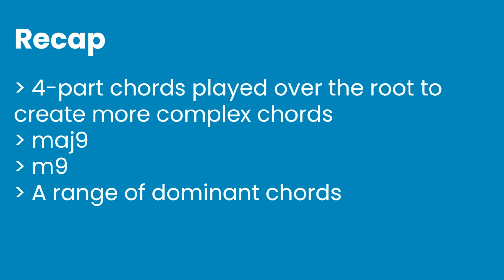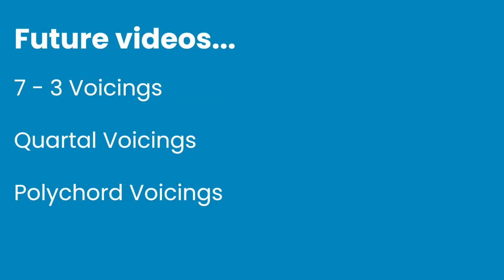Okay, so just to recap, in this video we've used 4-part structures over roots in order to create new chords. We've looked at our major 9, we've looked at our minor 9, we've looked at a range of different dominant 7th chords. In future videos in this series we'll be looking at other ways to voice these chords on the piano.